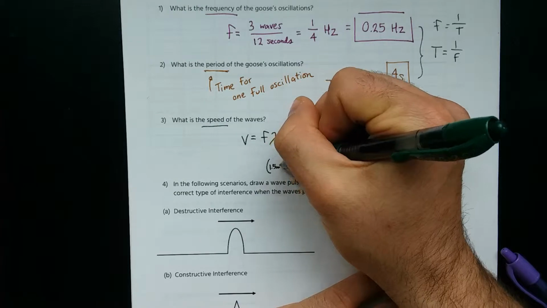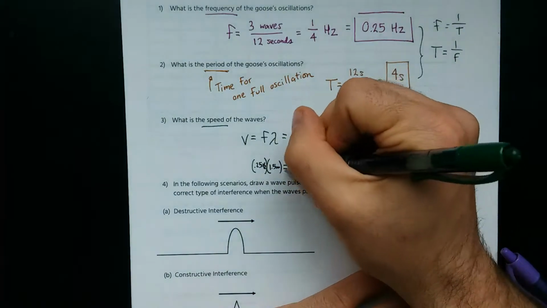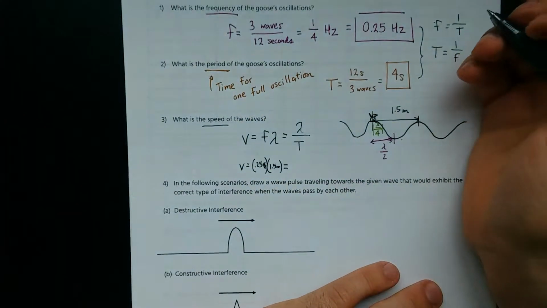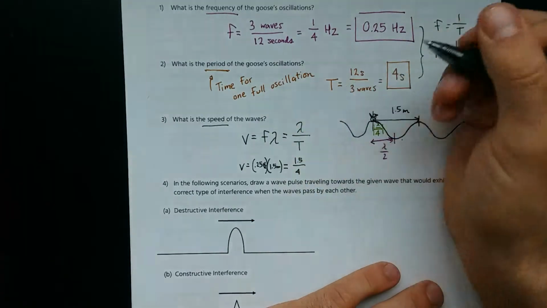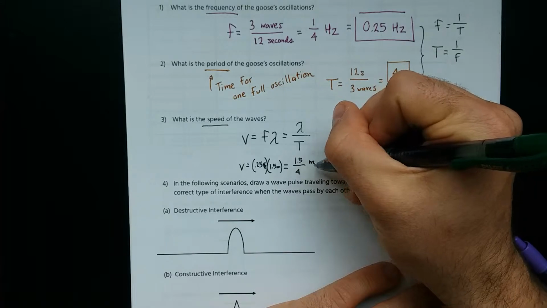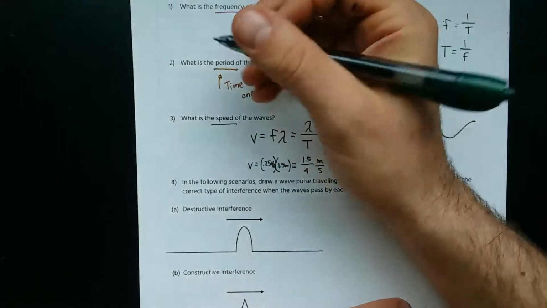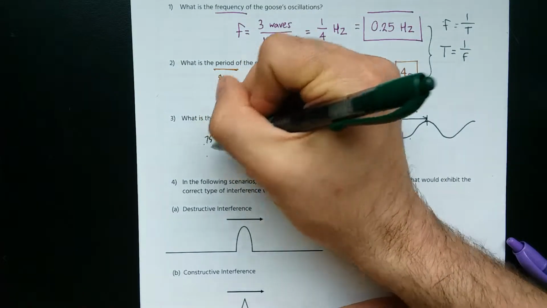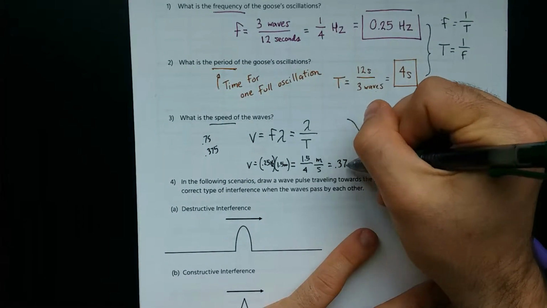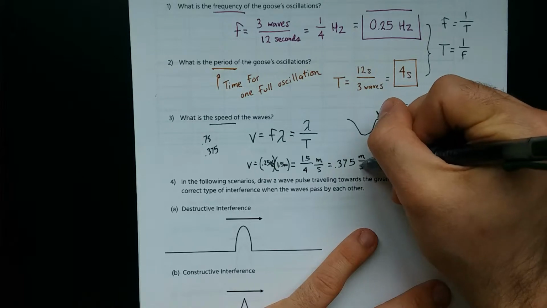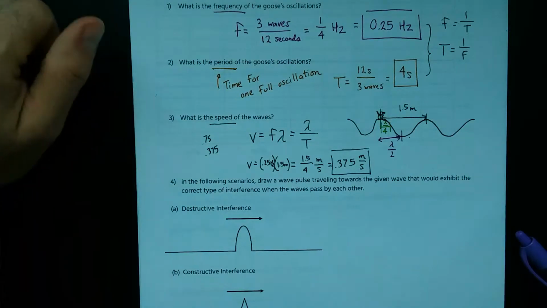So 1.5 meters multiplied by 0.25 hertz gives me a speed of 1.5 divided by 4 meters per second. And that can simplify. Let's see, 0.75 would be half of that, and half of that would be 0.375. I don't have a calculator, which is probably a bad choice. But that works out, that is the speed of our wave.